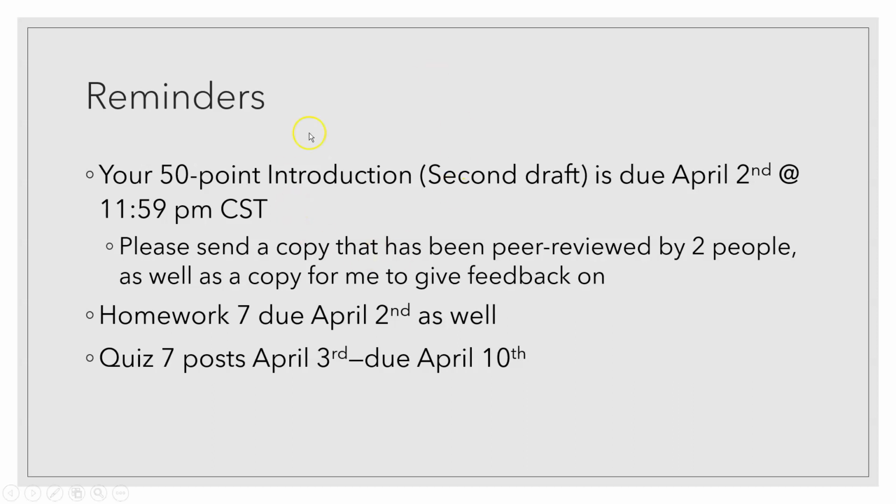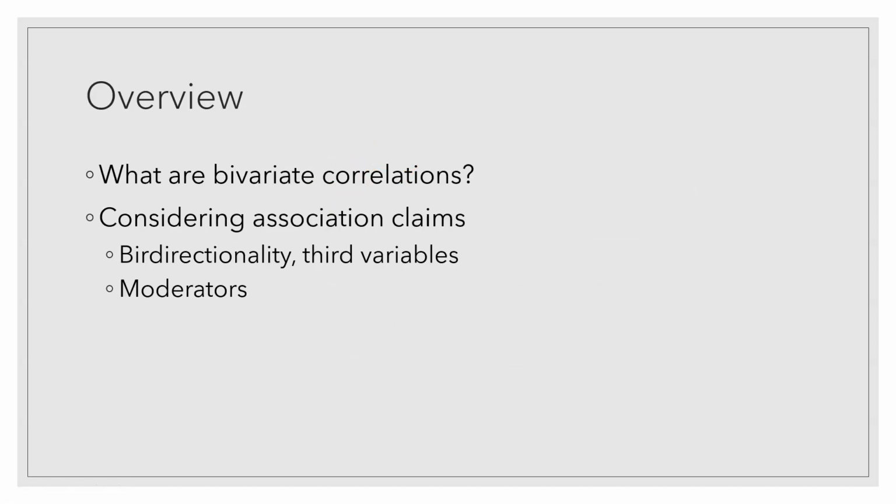Homework 7 is due April 2nd. I have already pulled up the handouts that you need and an article to read if you are inclined on looking at correlations between introversion and extroversion and what type of landscapes people tend to prefer. Quiz 7 will post April 3rd. It is due April 10th, the following Friday at 11:59 p.m. Central Standard Time.